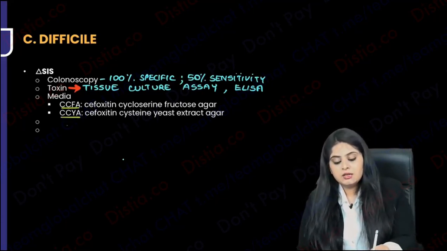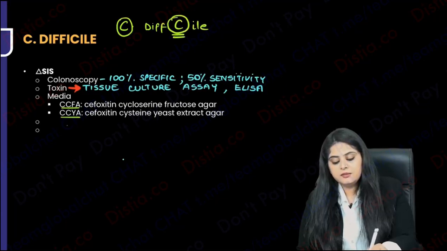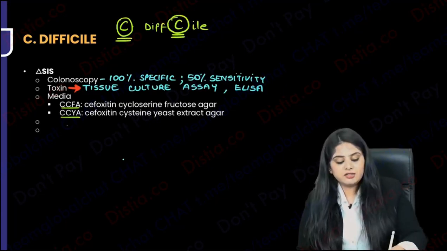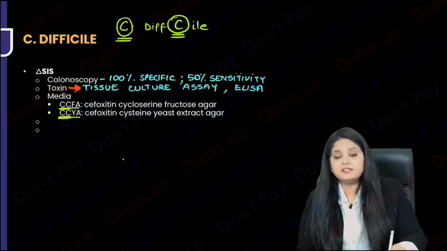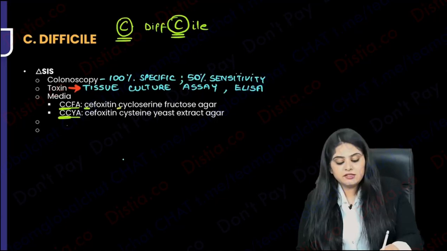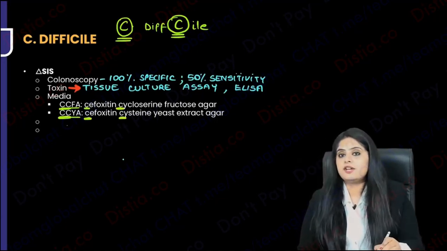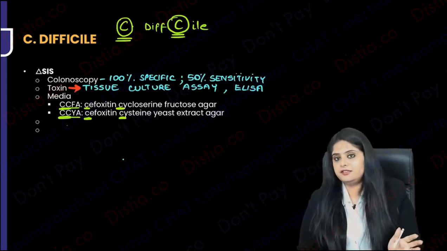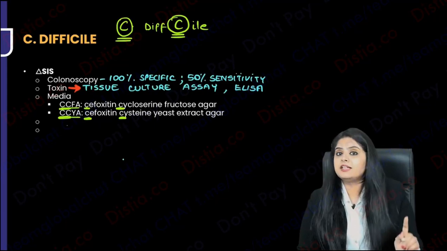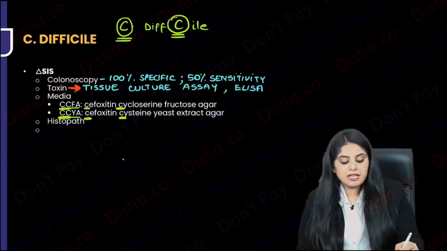First and foremost, please remember Clostridium difficile. Because it has a lot of C's, that is going to be CCFA, CCYA. So cefoxitin, cycloserine, fructose agar, and cefoxitin, cysteine, yeast extract agar. So CCFA, CCYA seems to be a better option. So the media with CC will come here. Apart from that, can you do a histopath?